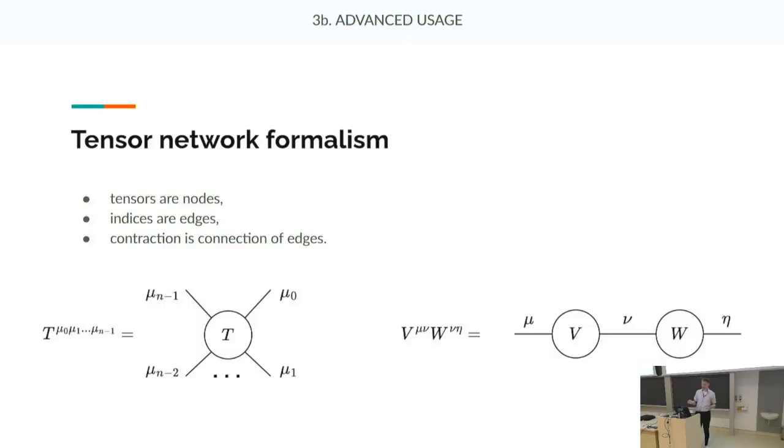Okay, so before I explain how to do this, let me introduce what the tensor network formalism is. In this formalism, we represent tensors as nodes of a graph, and indices of these tensors are represented as edges. And then when we want to contract two tensors, we just connect their appropriate edges. And this represents the contraction as shown here. Okay?